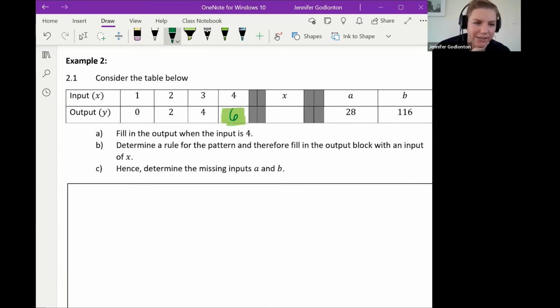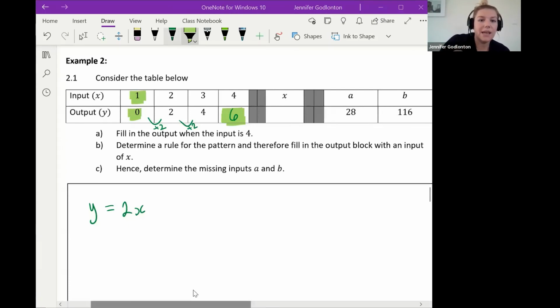And how do we know that it's 6? What is our constant difference? +2. Okay, good. So remember the first thing we wanted to do was find our constant difference. Once we have found it, we have y is equal to our constant difference times x. That's the first part of our formula. And then we either have to plus or minus something to get to our output. So let's look at our first setup over here. Our input is 1 and our output is 0. That's saying that x is 1 and y is 0.